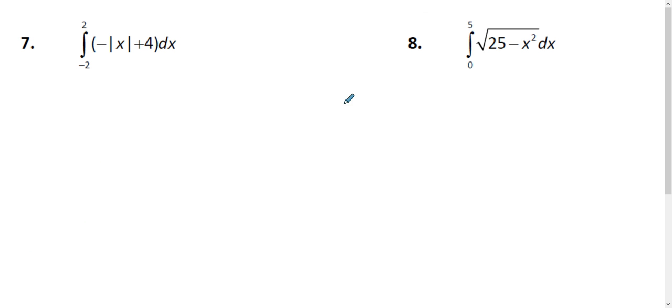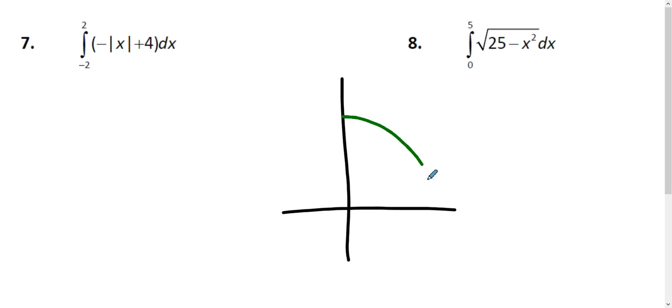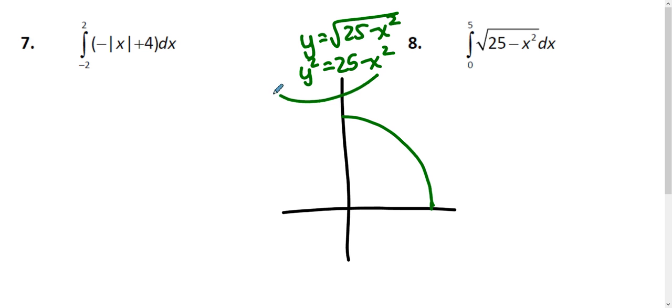Okay, one other to talk about, and that's the square root of 25 minus x squared. If you were to graph this on a machine, you'd get something that looks like this. Why? Because this is the equation of a circle, centered at the origin, radius 5.